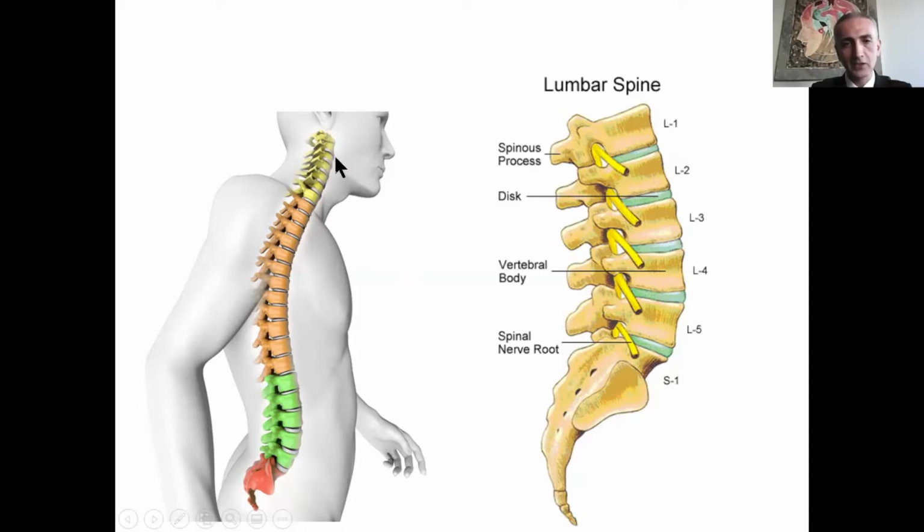The top section is called the cervical spine. The middle part is the thoracic spine. Here, the green part underneath the thoracic spine is the lumbar spine, which is connected to the sacrum, and the sacrum is connected to the coccyx or tailbone. In a newborn, we have 33 vertebrae, but later on, the 5 vertebrae in the sacrum fuse together and form the sacrum, and the 4 vertebrae in the coccyx or tailbone fuse together and form the coccyx.